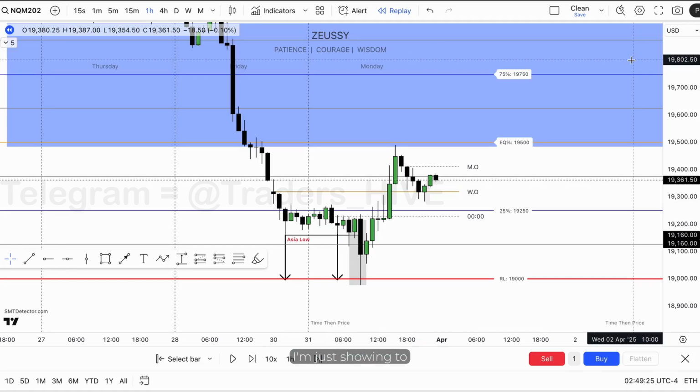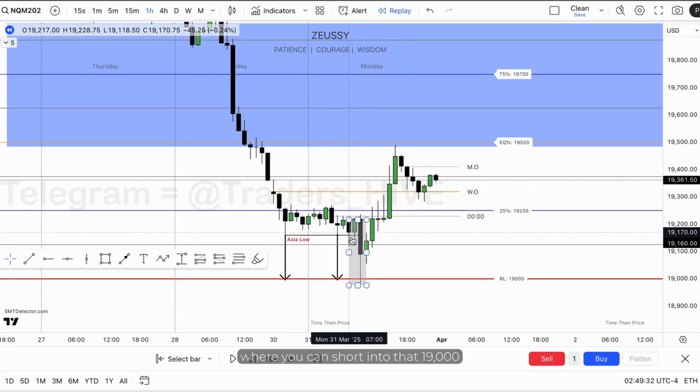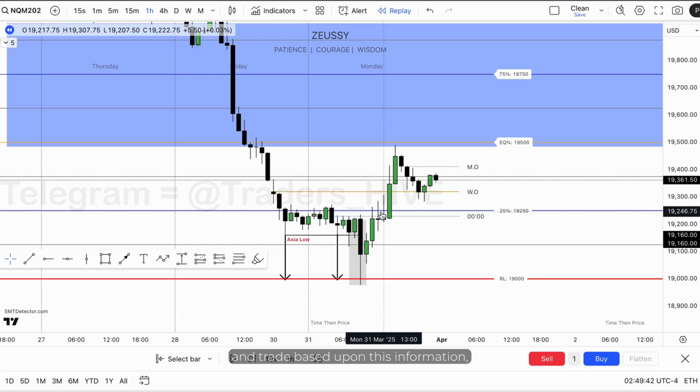I'm just showing to you how you can recognize these opportunities on the higher time frames at first, where you can short into that 90,000 price level like I did, and you can also buy afterwards like I did as well, because that is the power of this information. I'm not saying that you should go out here and trade based upon this information. I'm just sharing with you my thought process and my logic, and this is a real raw insight on how I'm actually doing so.